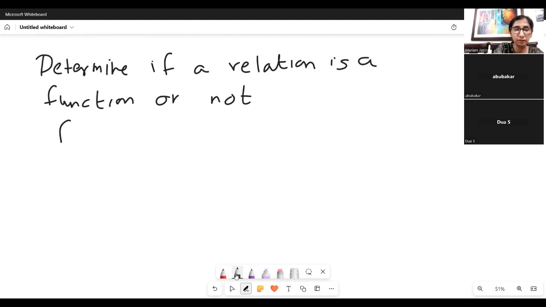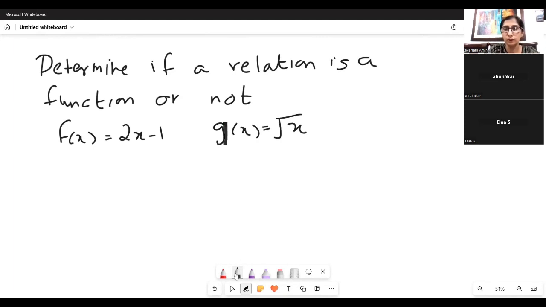Now it is not necessary that the relationship you're given, like 2x minus 1, or g(x) equals, let's say, square root of x, or let's say h(x) equals modulus of x, is a function. You study modulus in A2, you both have studied it. So modulus of x, it is not necessary that these three are functions. They could be a function, they could not be a function. How do you determine if a relation is a function or not? The best way to do it is to visualize its sketch first.